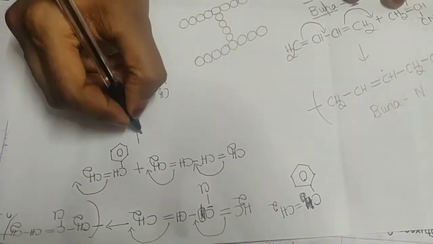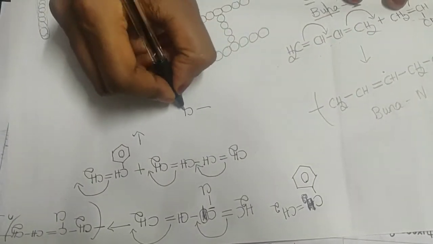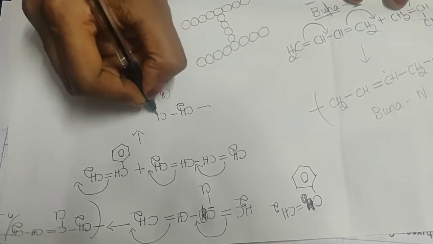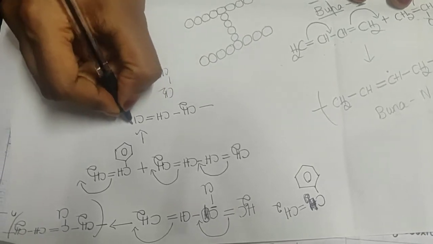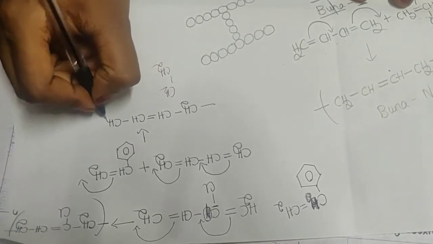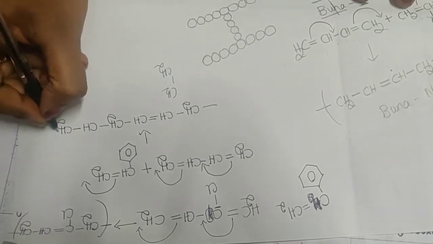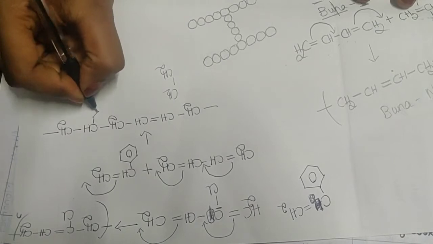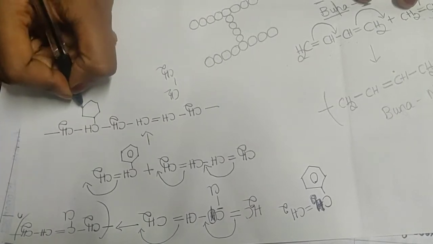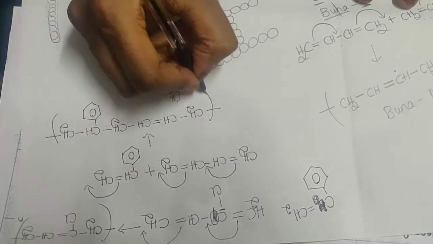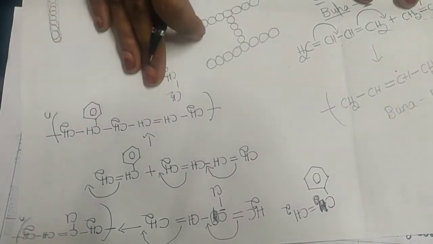So the partial structure will be a bond, CH2, single bond, CH, double bond, CH, single bond, CH2, single bond, CH, single bond, CH2, single bond. Here I should bond to a benzene. So this is the partial structure for Buna S.